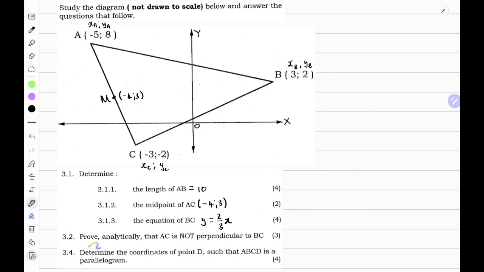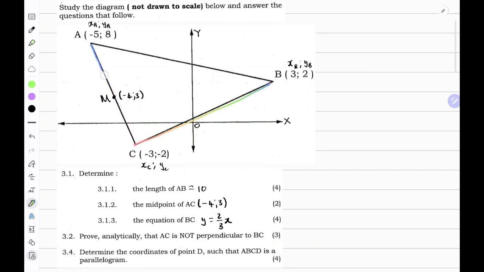So moving along, the next question: prove analytically that AC is not perpendicular to BC. So we need to show that BC and AC are not perpendicular. To do that, we need to show that the product of the gradients of their lines is not equal to -1. So we've established the gradient of BC to be 2/3. So we still need to find the gradient of AC. So let's apply the gradient formula.